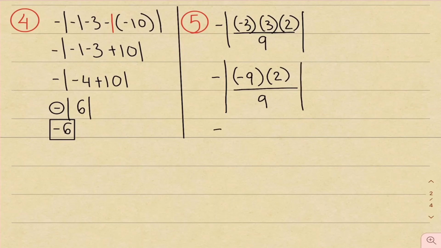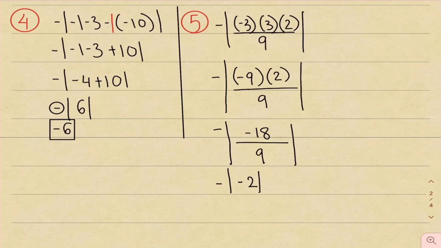Now again, I have a negative sign, and I have a negative 9 times positive 2 on top, which is going to be negative 18 divided by positive 9. I'm going to keep the negative sign here. I have negative 18 divided by 9, that's going to be negative 2. So now I have negative absolute value of negative 2. So this negative here, I'm just going to rewrite it. Now the absolute value of negative 2 is just positive 2. So the answer is going to be negative 2.